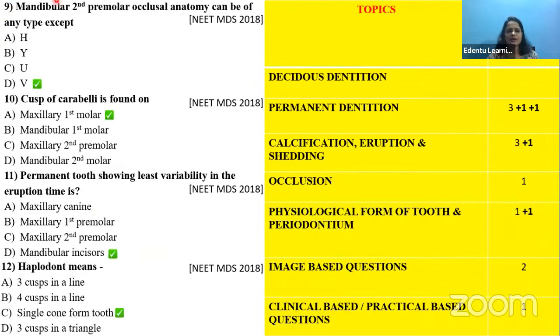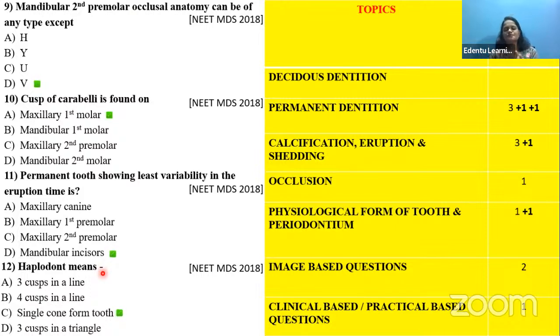Now, next question from 2018. Mandibular second premolar occlusal anatomy can be of any type except V type. Any type can be there. So it is included under the permanent dentition. Cusp of Carabelli is found in the maxillary first molar, again permanent dentition. The permanent teeth showing least variability in the eruption time are the mandibular incisors, which belongs to the eruption topic. And haplodont means single cone form tooth.